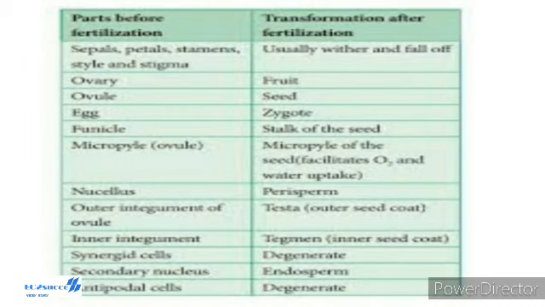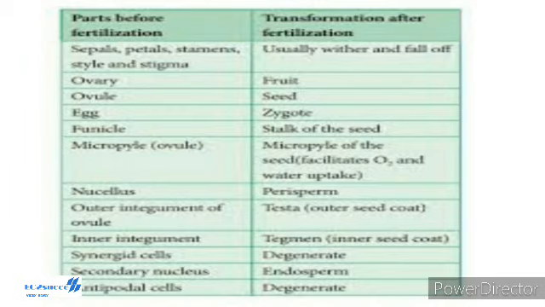The ovary wall forms the fruit wall, that is pericarp. The style and stigma dry up. The ovule forms the seed. The funicle persists in the seed. The hilum remains. The chalaza persists. The outer integument forms the testa of the seed. The inner integument forms the tegmen of the seed. The micropyle remains in the seed.